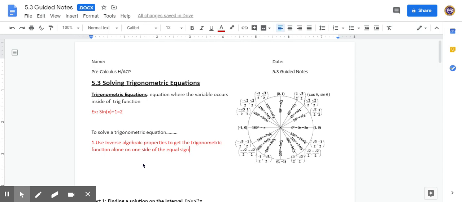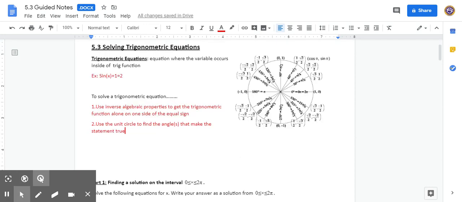This is kind of like what we would do if you were solving a regular equation where we get x alone on one side. The second step is use the unit circle to find the angle or angles that make the statement true. That is why I have this unit circle here. We are going to be using the unit circle to help us solve these.